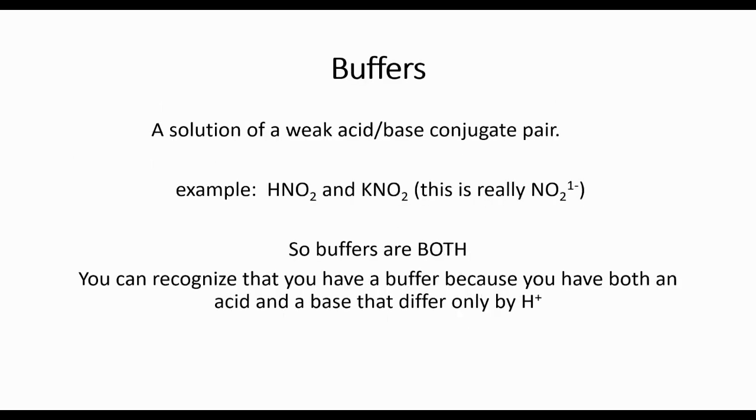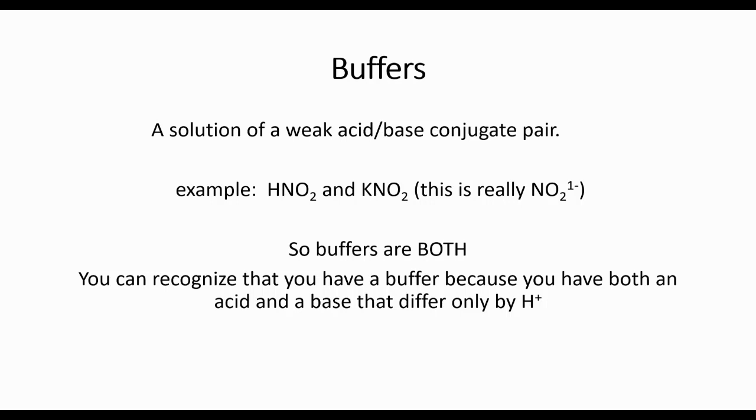But what if you got both? If you got both, you got a buffer. Sounds more complicated, but actually, once you get into it in a couple slides, it really isn't. A buffer is a weak acid and its conjugate base. The example there, you see that they only differ by the H. I have KNO2 there just to bring up, hey, in a problem, you may see the whole ionic compound, or in the lab, you see the whole ionic compound. But ionic compounds dissociate in water, and that counterion, the cation, goes away. So KNO2 is really NO2 negative.